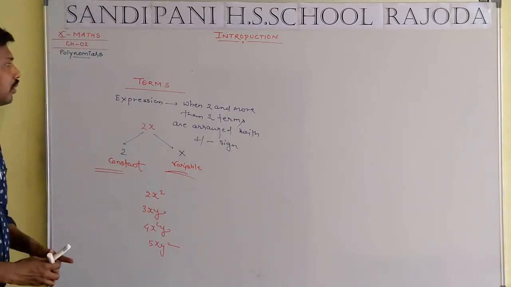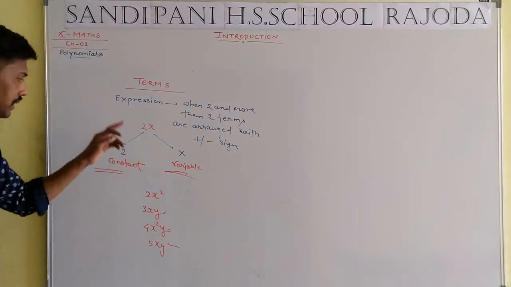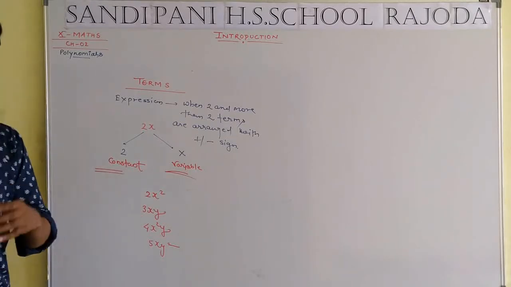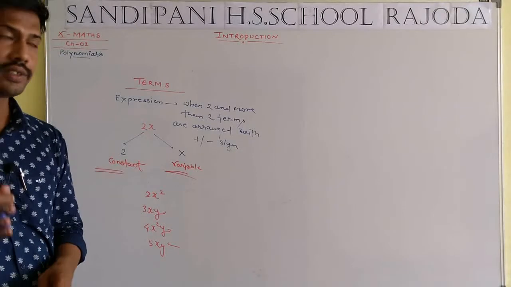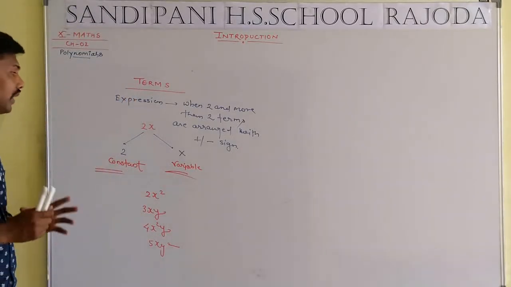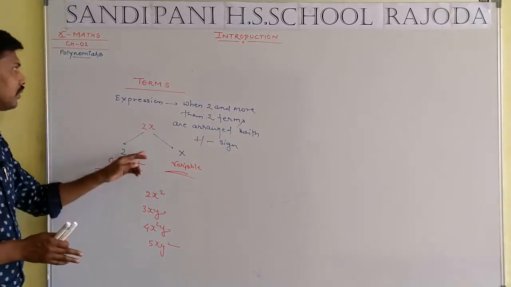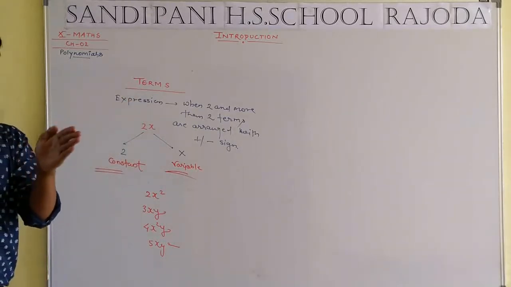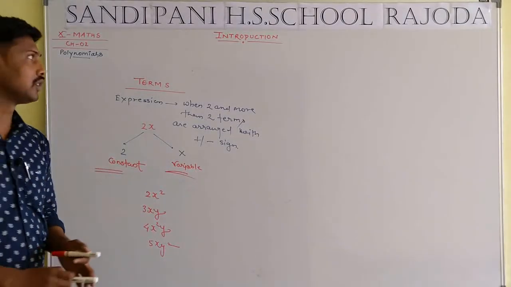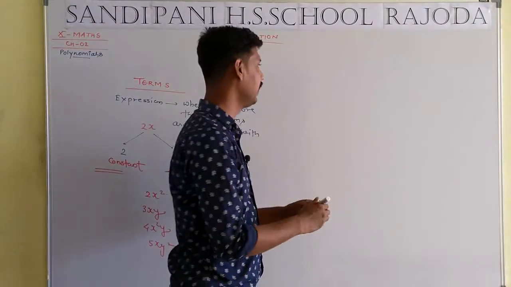Students, firstly I introduced the term. Term means just like 2x, 2x square, 3xy and so on. In a term we have two parts. The first one is the constant and the second one is the variable. When constant and variable are composed, they are known as terms, and when a number of terms are arranged, they are known as an expression. So what is the name of the chapter? Polynomial.